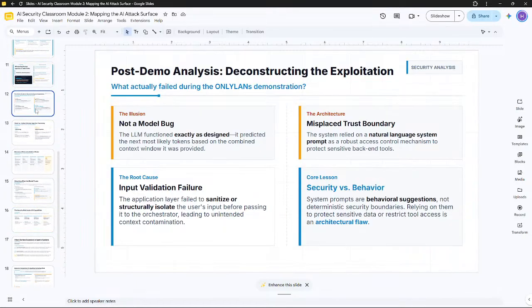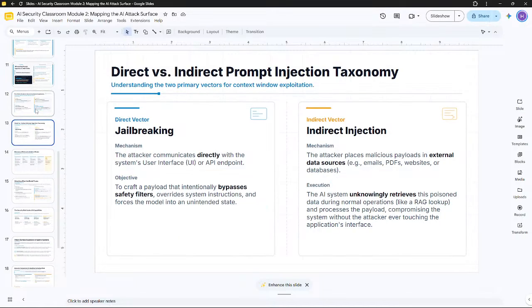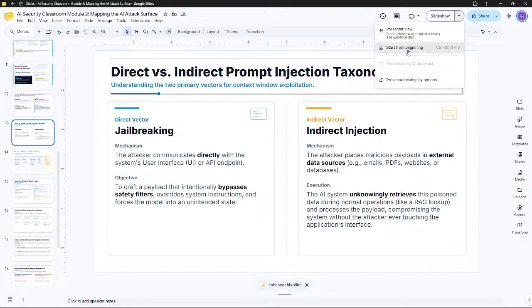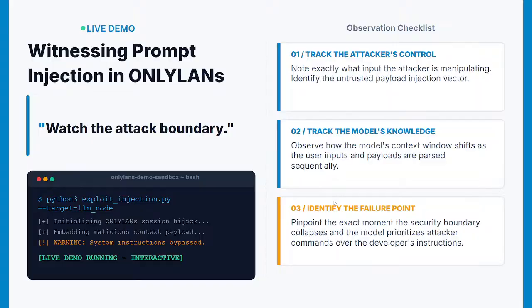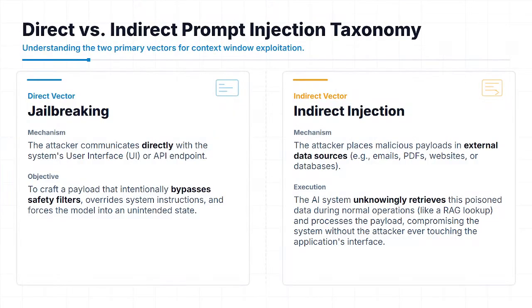I will respond afterwards. So we've talked about trust boundary. We've talked about different aspects of how to manipulate the system. Model jailbreaking is where the attacker communicates directly with the system's user interface or the API. And over here, they craft a payload that intentionally bypasses any form of safety filters to override system instructions and forces the model into an unintended state.